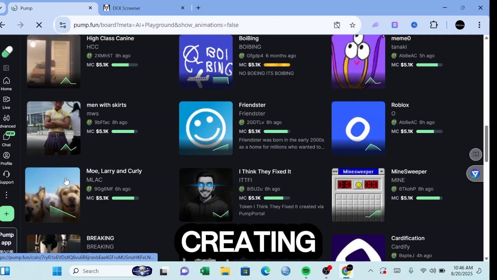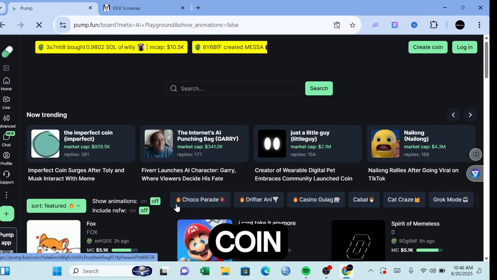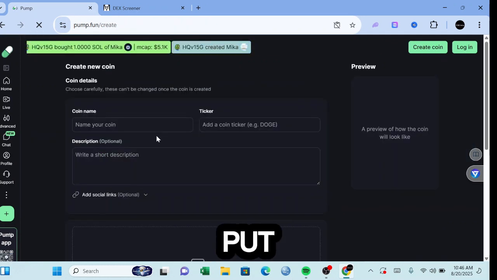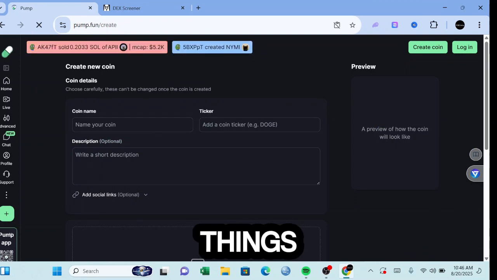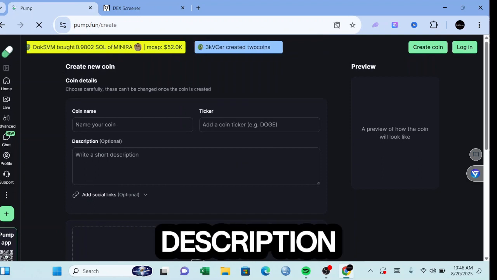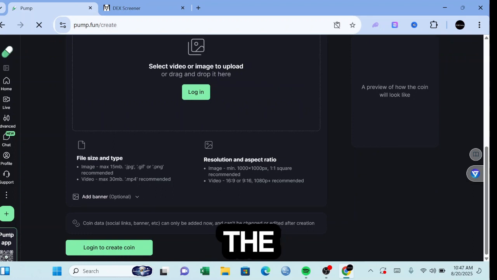The second step is actually creating the meme coin. You can come to this page, click on create coin, and on the next page put in the coin name, the ticker, and the description. You have to log in, design the ticker, put the description, and then follow the prompt. Very easy, you will be able to create a meme coin.